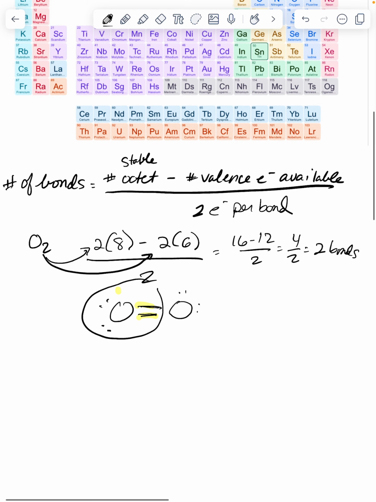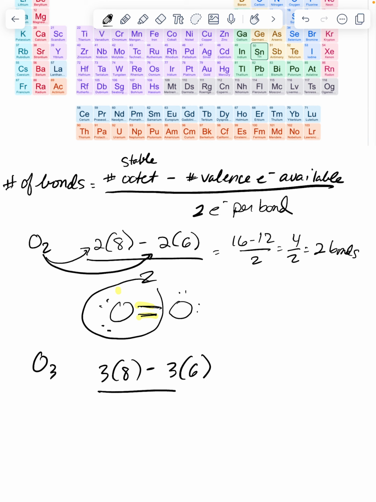All right, let's do O3. So we have 3 oxygen now. Each of them needs an octet. Each of them has 6 valence electrons. Always divide by 2, no matter what. 3 times 8 is 24. 3 times 6 is 18. 24 minus 18 is 6. Always divide by 2. 3 bonds.